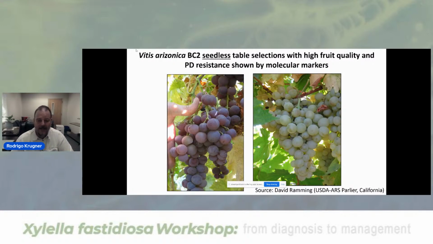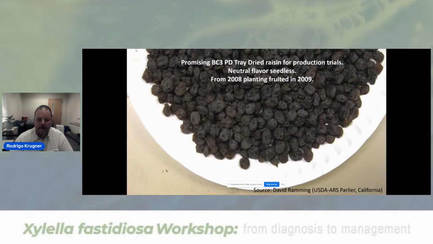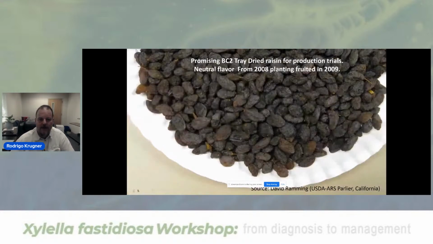So these are some accessions that were developed by a previous breeder that we had here. He retired a few years ago. But those are some good selections there. So that's a Vitis arizonica backcross 2, so only the second backcross. Seedless table grape selections with high fruit quality and resistance, shown by molecular markers there. We're also working on developing raisins. So these are varieties that do well for raisin production, and we can introgress the resistance genes into those grapevines as well. So those are accessions for raisins here.